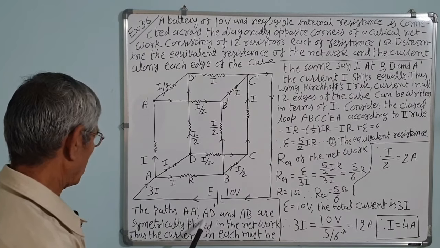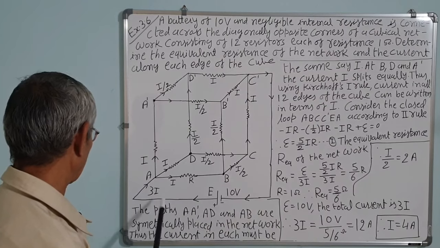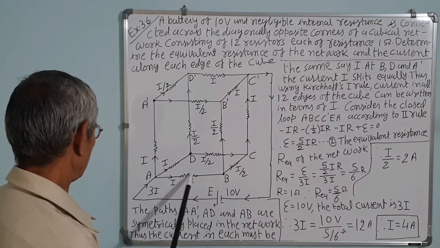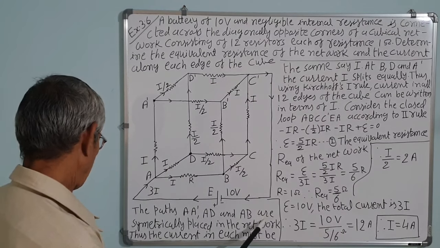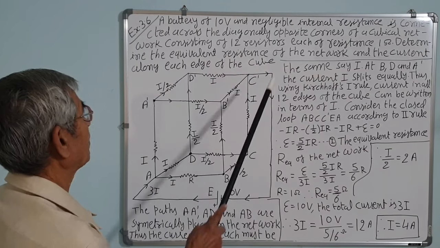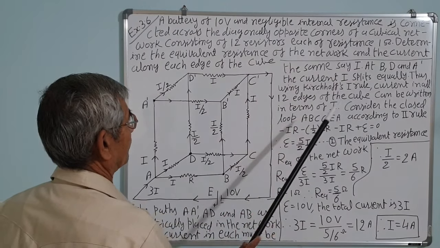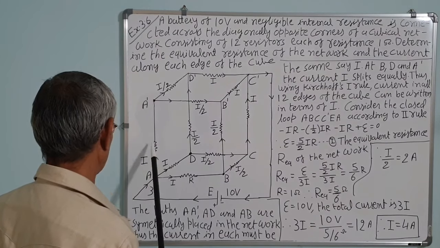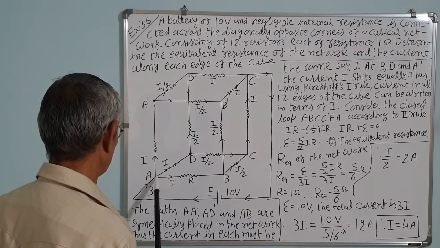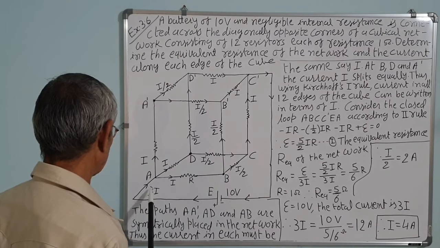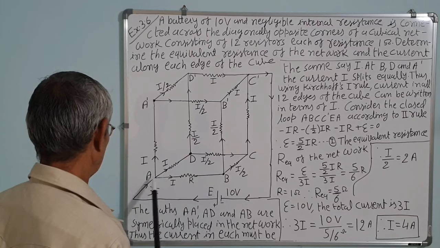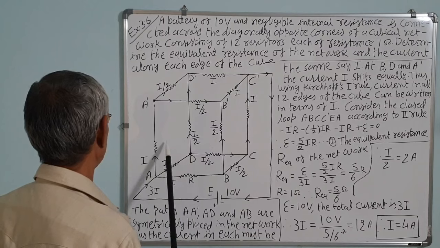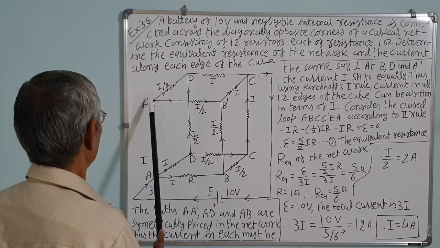The paths A dash A, AD and AB are symmetrical, correct, the network. Thus, the current in each must be the same, say I current. In this branch also I current, and all resistances are same, and the current divides into 3. Let us see, the total current is 3I. The I current flows along AB, I current flows along AD, and I current flows along A dash.